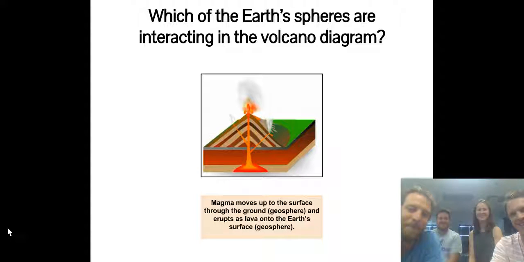So if you can take a look, right at the beginning, magma moves up to the surface through the ground, the geosphere, and erupts lava onto the Earth's surface. So it's geosphere again. So you're interacting within the same sphere, which is totally fine. And you're also getting gas that's coming out as well, so then you're interacting.